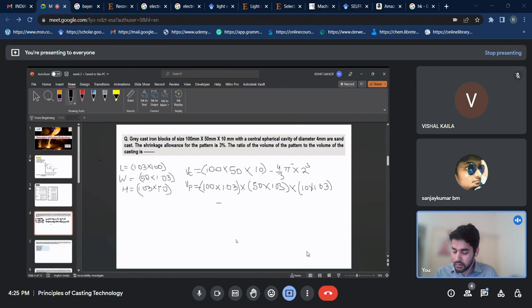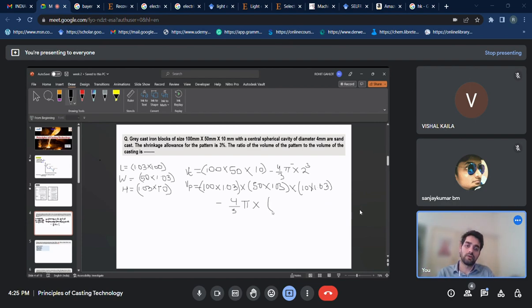Okay. So basically, it is given that the shrinkage allowance for the pattern is 3%. Yes, you're right. I did a mistake. You are right, completely right. So we need to do 3% for each, so we need to take 3% of 100, then 50, then 10. But generally you understand the procedure we need to follow, right?